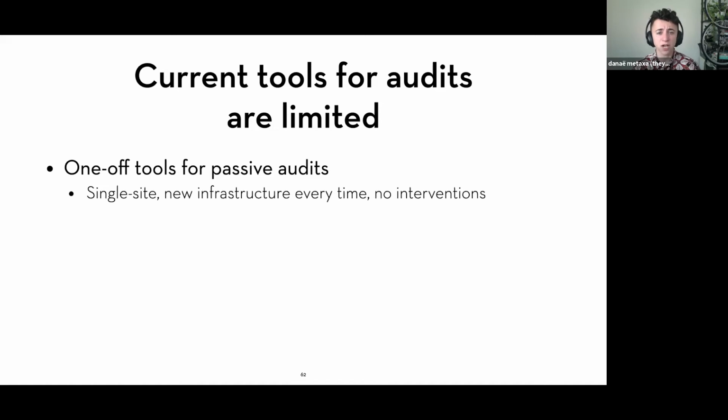So while there are existing tools to do such research, they have really significant limitations. There are many examples of one-off infrastructure for passive audits, as we've seen in this talk. And these can be really valuable, but they generally only collect data from one website at a time. New infrastructure has to be built for each new audit, and any experiments or interventions need to be run separately.